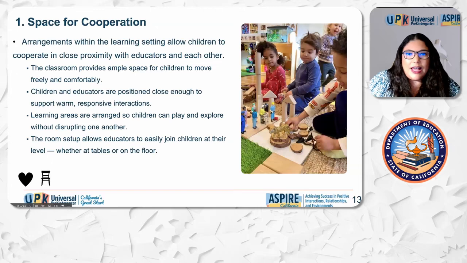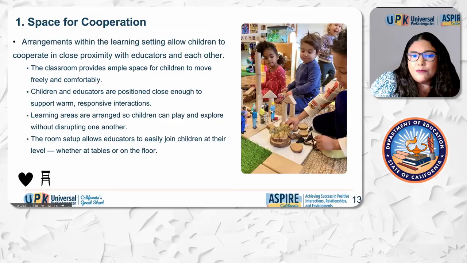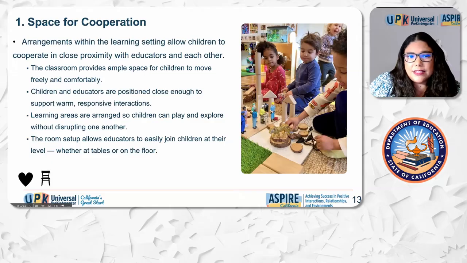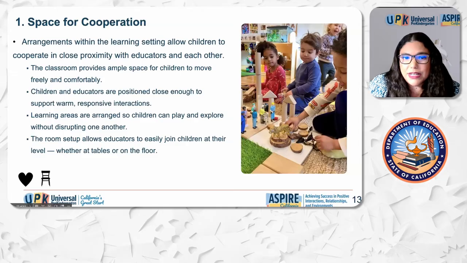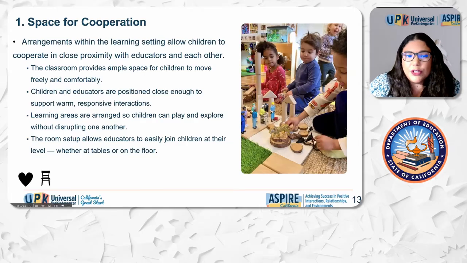All right, so we have item 1, space for cooperation. This item focuses on how the classroom layout supports children and educators in working and playing together. When we think of a well-organized space, it allows children to cooperate in close proximity with educators and peers. There's ample room for movement so that children can engage comfortably and not feel restricted in the space.